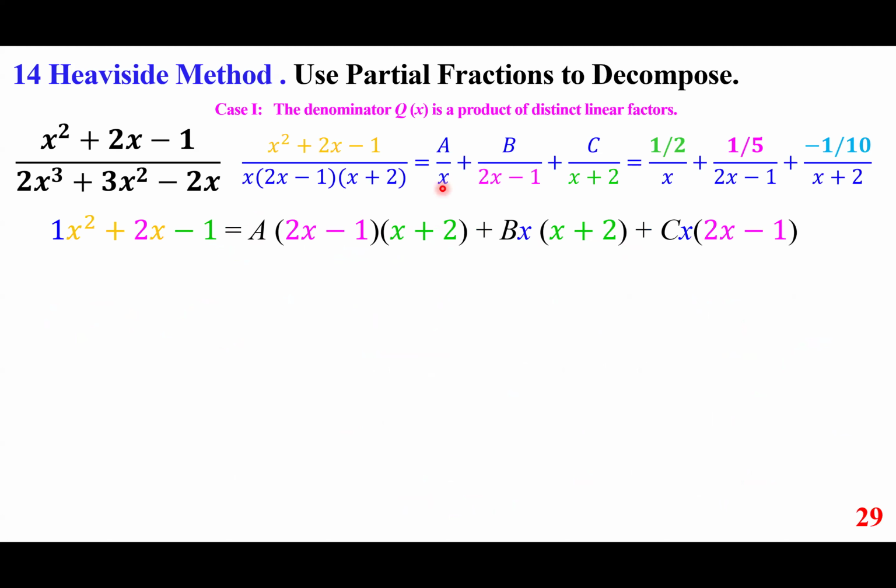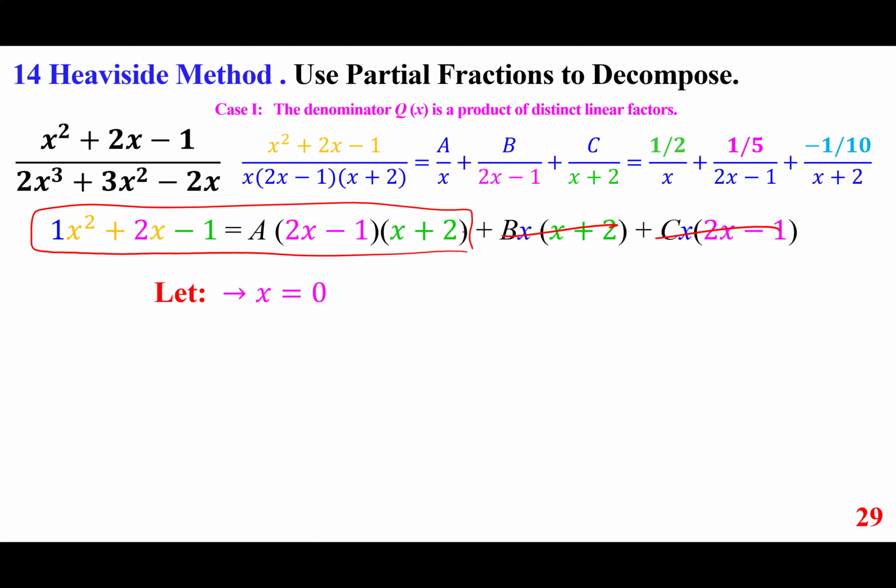In essence, when you set x equal to 0, you're multiplying both sides by x. So if I choose x to be 0, class, please understand, when x is 0, this becomes 0, this becomes 0. So I'm dealing with this, and I'm going to replace the x with 0. This one is 0, this one is 0. So the left side is -1, and the right side is a times -1 times 2.